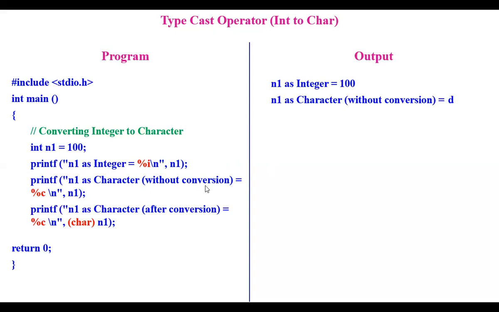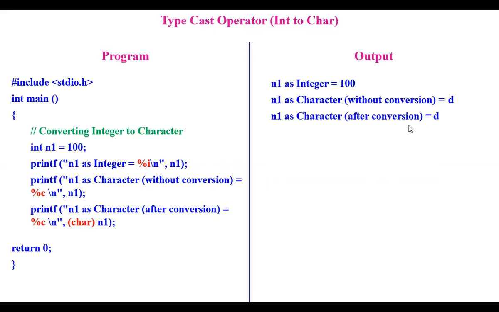Without us doing anything, it is showing its value. 100 means its ASCII value of D is 100, so it is showing the small letter d. We haven't done anything here. But here we did something. We intervened and tried to convert it into a character and display it.